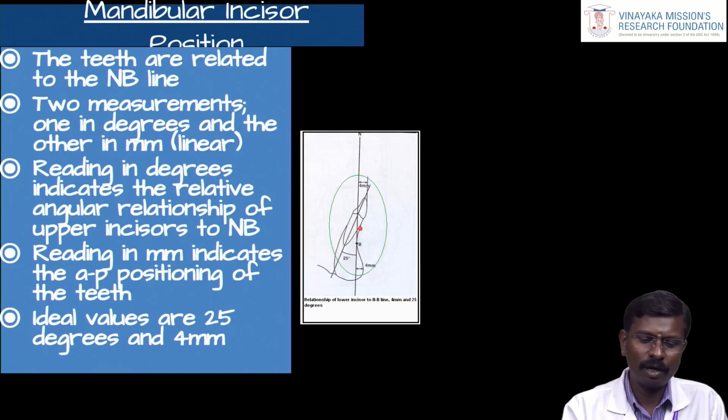In the same way, for the mandibular incisor, we will correlate to the NB line, the line joining nasion and point B. Point B represents the mandible, and along the same line we have to draw one more line through the long axis of the lower central incisor. Here the mean reading should be 25 degrees to the NB line, to the long axis of the lower central incisor, and the distance should be 4 millimeters, same as what we saw in the maxillary anteriors. So this shows the position of the lower anterior, how forwardly or backwardly placed.